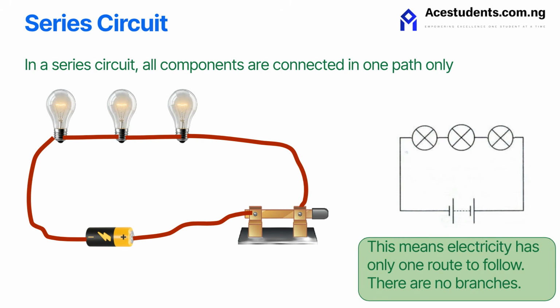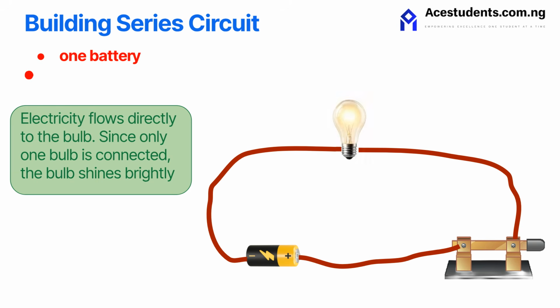For example, in this diagram, the bulbs are arranged end to end, ensuring current follows one path. When building a series circuit with one battery and one bulb, electricity flows directly to the bulb, causing it to shine brightly. So what happens when we add another bulb to the circuit?